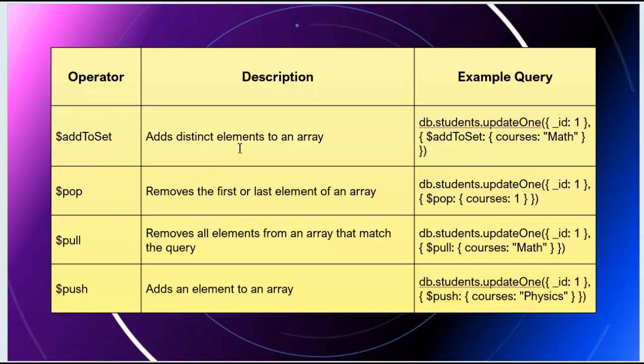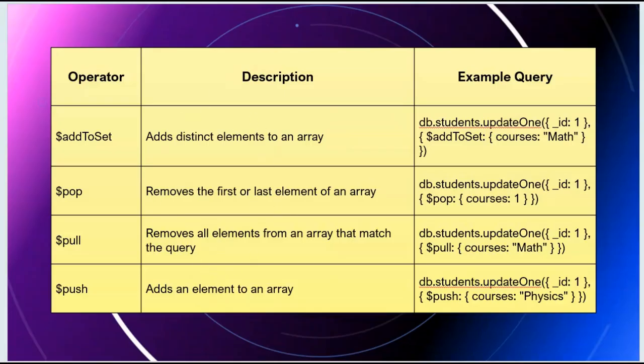addToSet is used to add distinct elements to an array. When we are using pop, it removes the first or last element of an array. Pull removes all elements from an array that match the query. When you are using push, it adds an element to an array. Each and every operator has a different purpose.